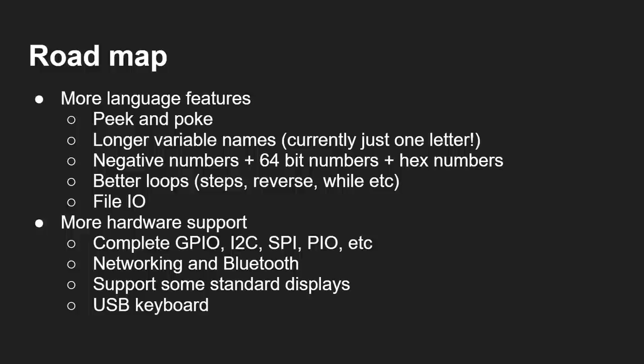There's I2C, SPI, the programmable I/O, then if you've got a Raspberry Pi Pico W, there's networking and Bluetooth. It would be good if we had some standard displays, maybe some I2C displays or something, so that you could just wire it up and you would know it would just work with Piccolo Basic without having to do anything fancy. I quite fancy the idea of USB keyboard support. I wonder if that would be possible. So if you had a display and a keyboard, then maybe we could get ourselves a little microcomputer running here where you can actually just type things in and they appear on the display. All possible things for the future.